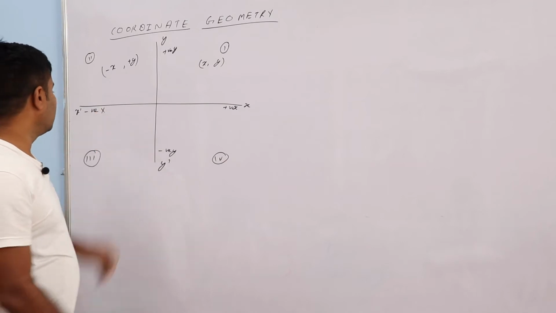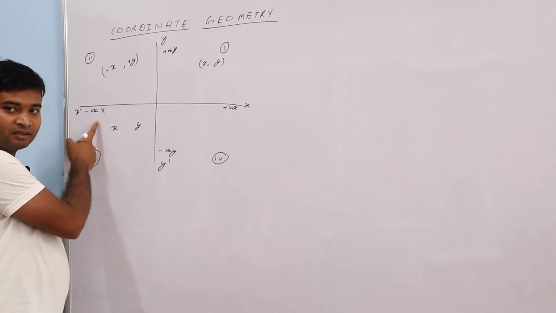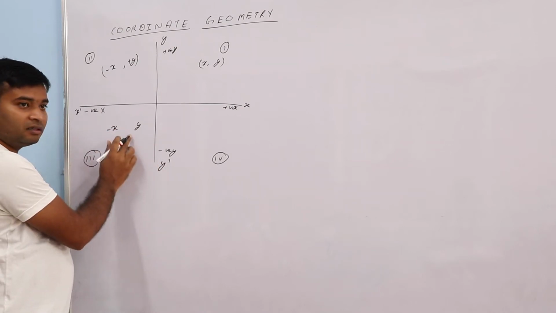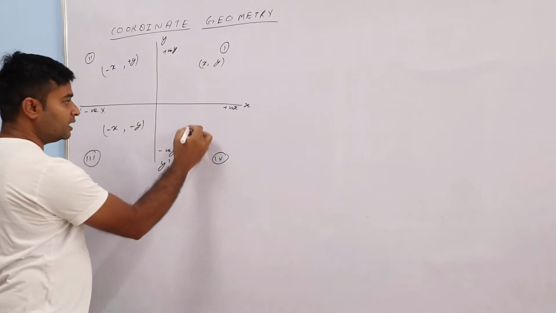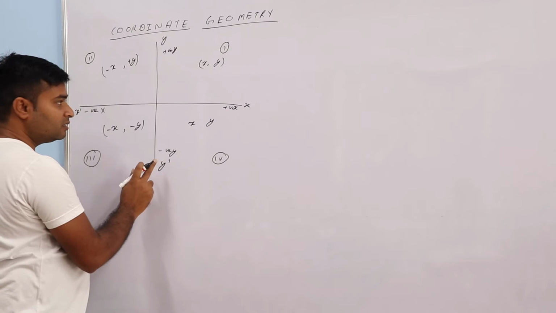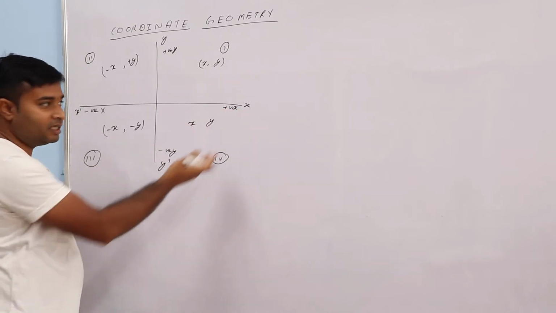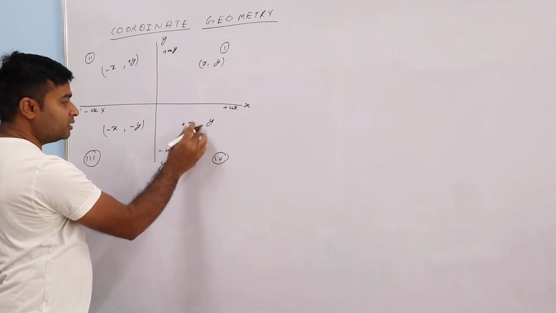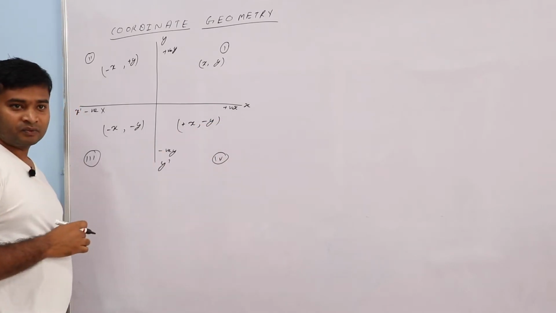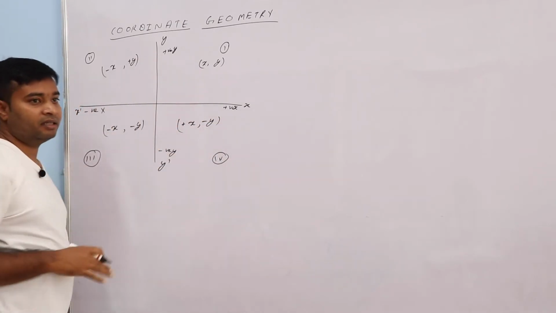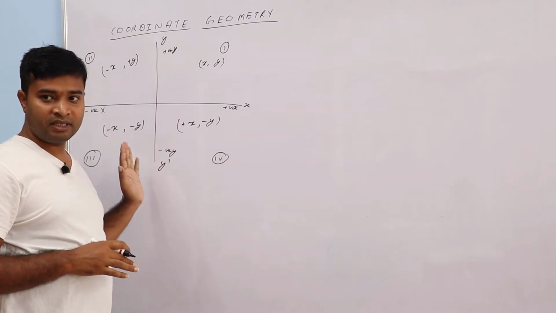In the third quadrant, x is negative and y is negative, so minus x comma minus y. In the fourth quadrant, x is positive and y is negative. Correct. So like that we know the quadrant, and x and y values will be like this.